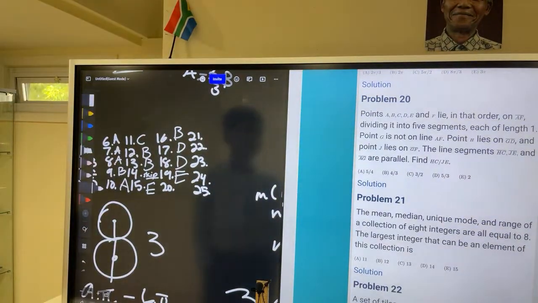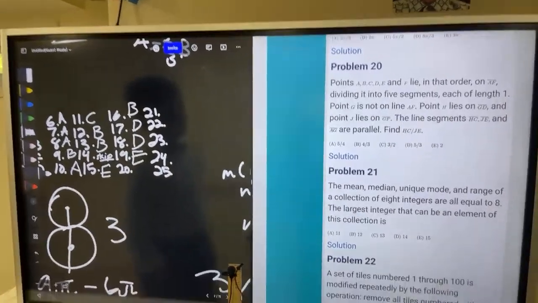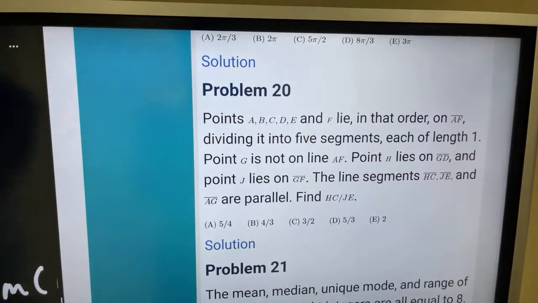A, B, C, D, E, and F lie in that order on AF, dividing it into 5 segments, each of length 1. Point G is not on line AF.